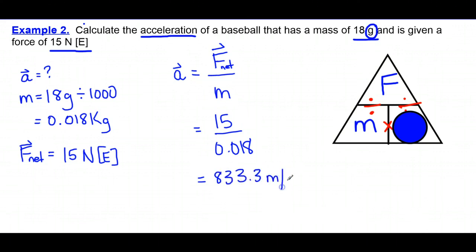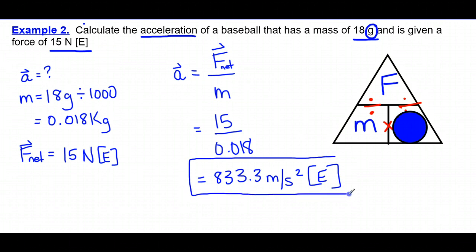And we end up with an answer of 833.3 meters per second squared, and it's a vector, so we need to put our direction, and it's in the east direction. That's a ridiculously fast baseball, probably not too realistic. Okay, but that's how you're going to solve questions that involve Newton's second law.